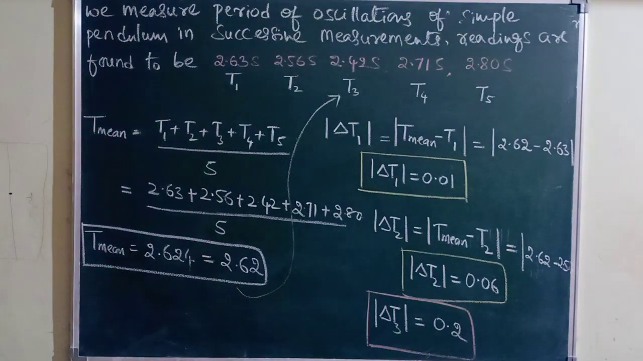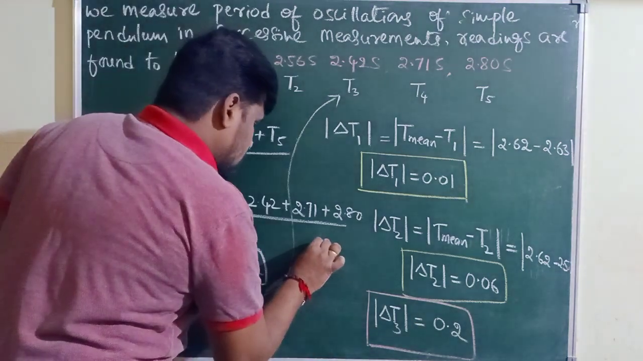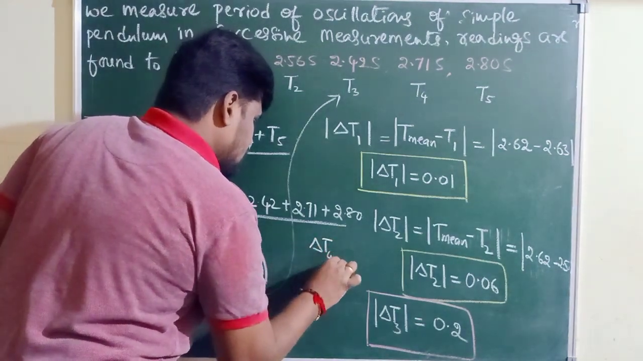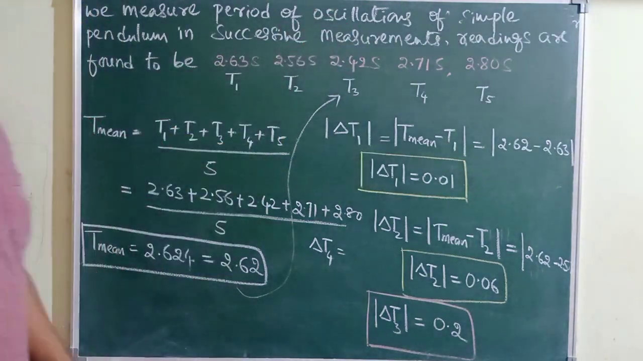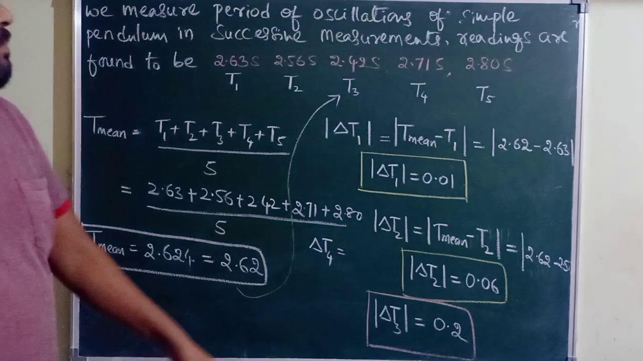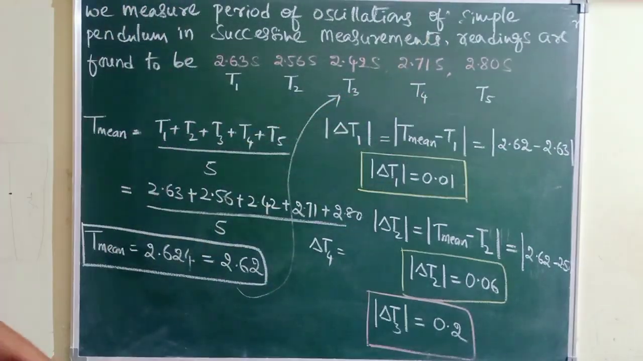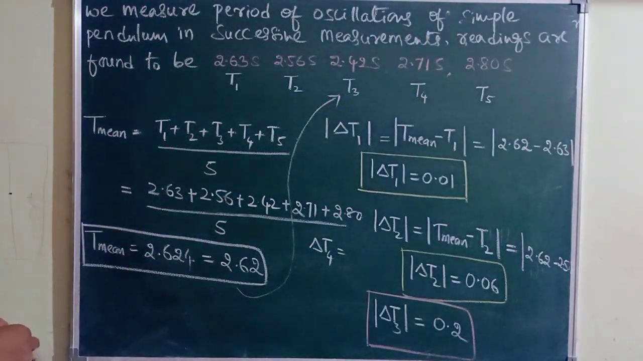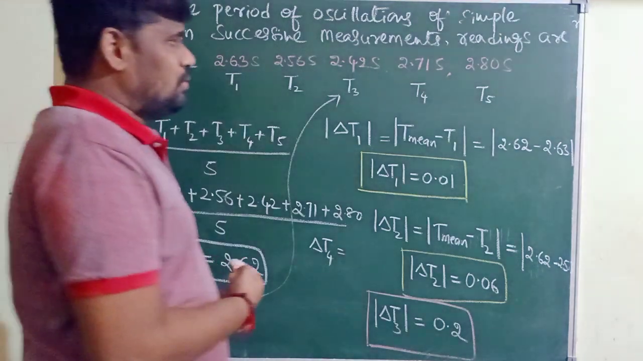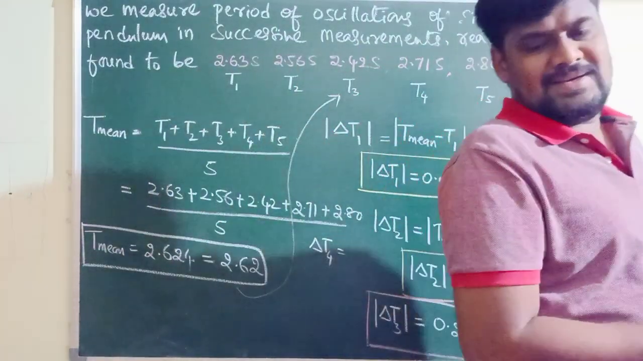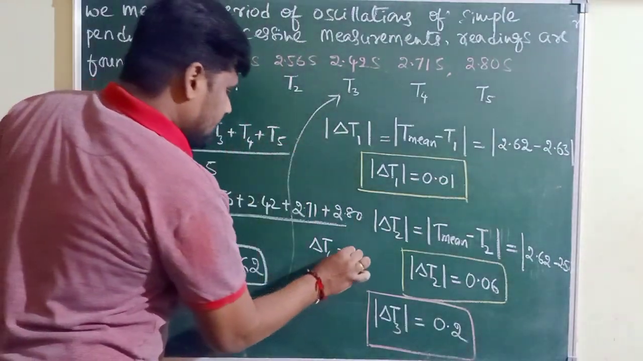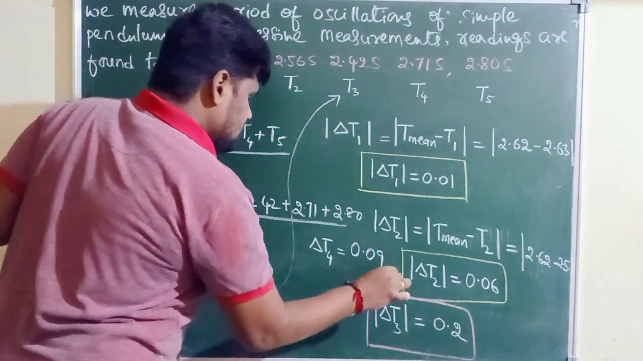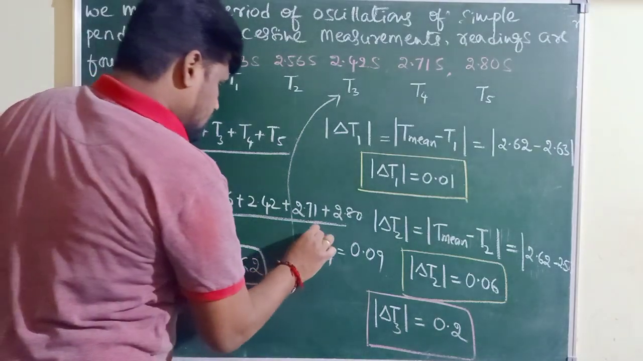Similarly, you go for delta T4. Next, I will calculate delta T4. What is delta T4? True value minus the fourth trial. The true value is 2.62 minus 2.71. 2.62 minus 2.71 will be 0.09. That is delta T4.